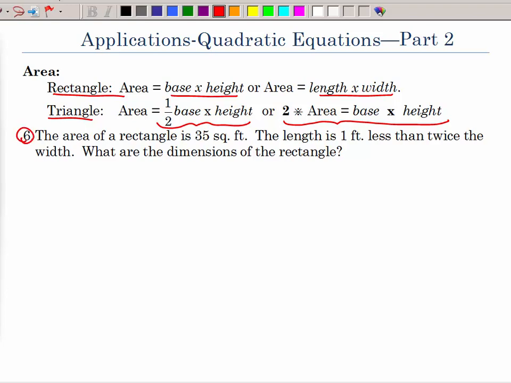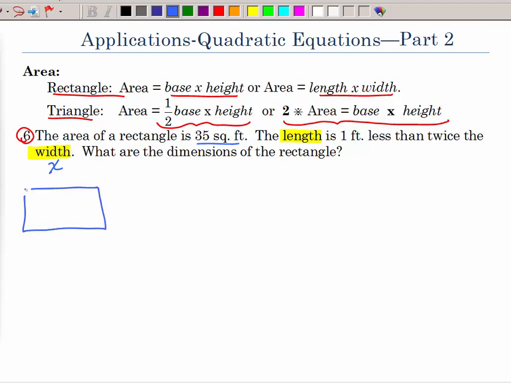Let's look at problem number 6. We did the first 5 in part 1 of the video. Number 6 says the area of a rectangle is 35 square feet. The length is 1 foot less than twice the width. What are the dimensions? Well, anytime you have a sentence that's comparing two things, like the length and the width, whatever's mentioned last in the sentence, it's easiest if you let that equal x.